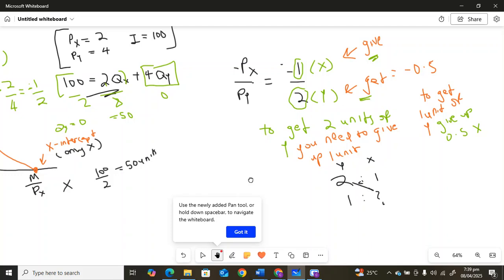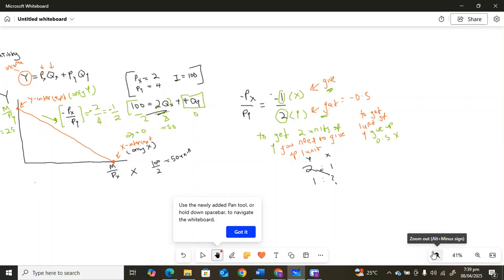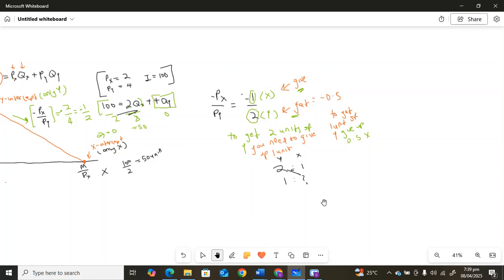Now we can go to indifference curves. Colleagues, what does it mean to be indifferent?